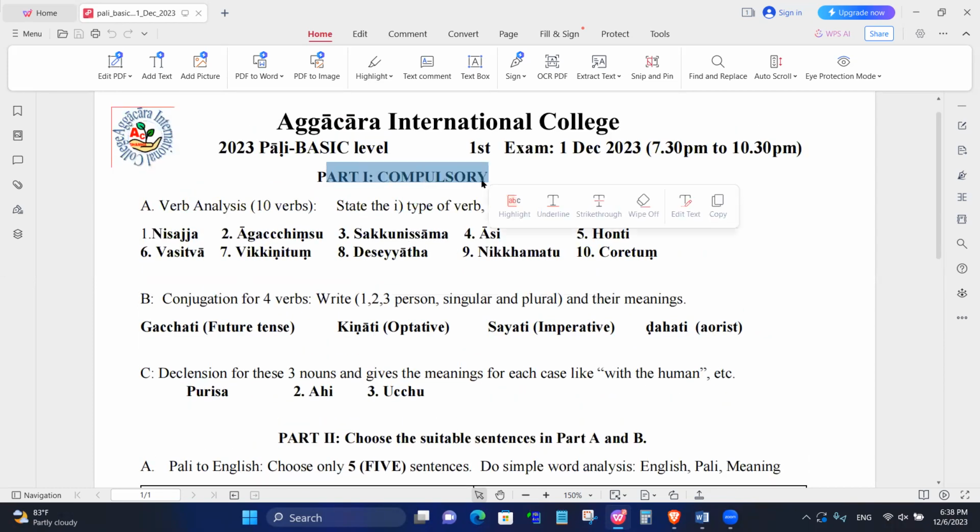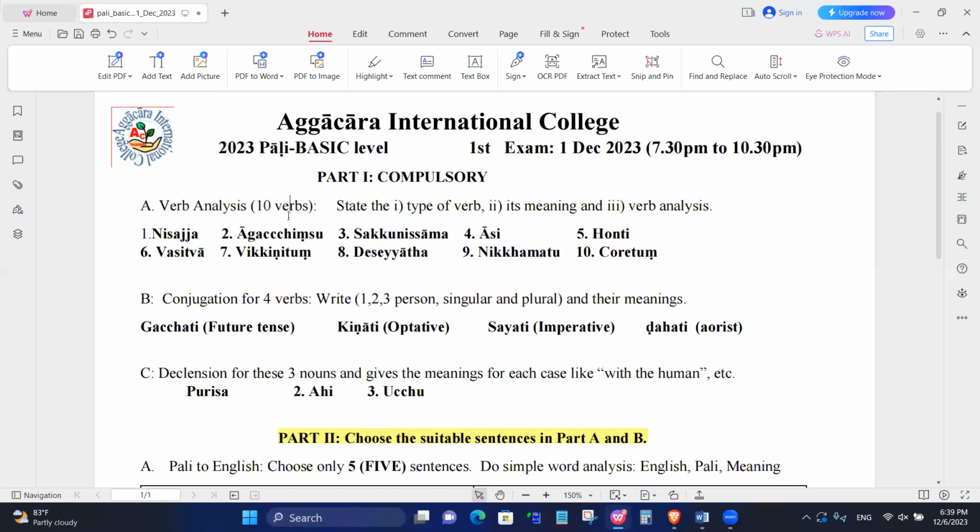Part A is compulsory, which means you have to answer everything in this part. Part B you can have some choice. You can find the suitable sentences in part A and B. So part A has parts 1, 2, 3 questions, and all of these are compulsory.